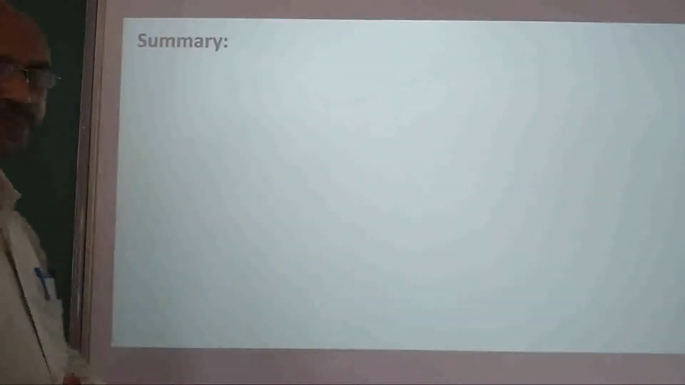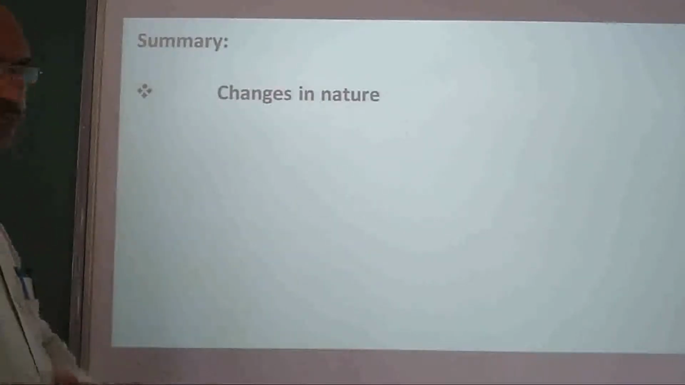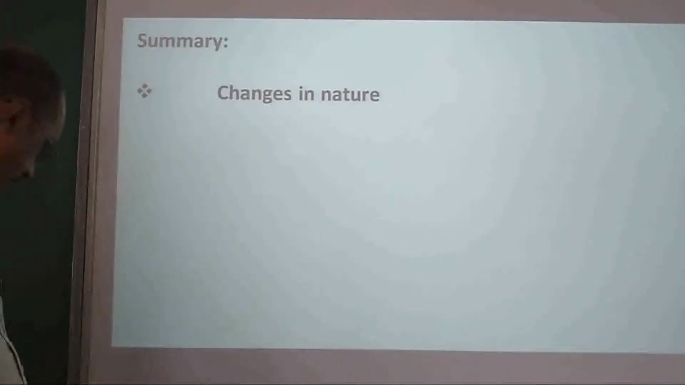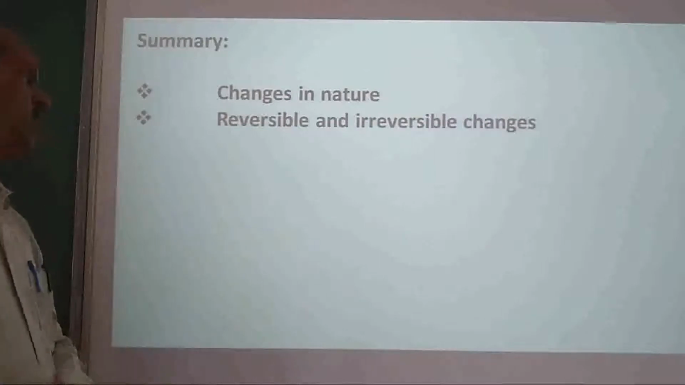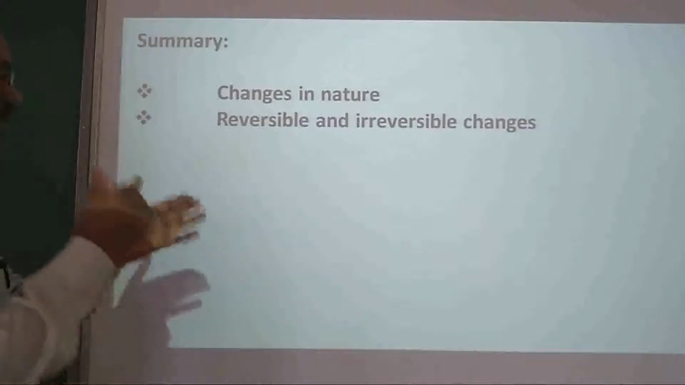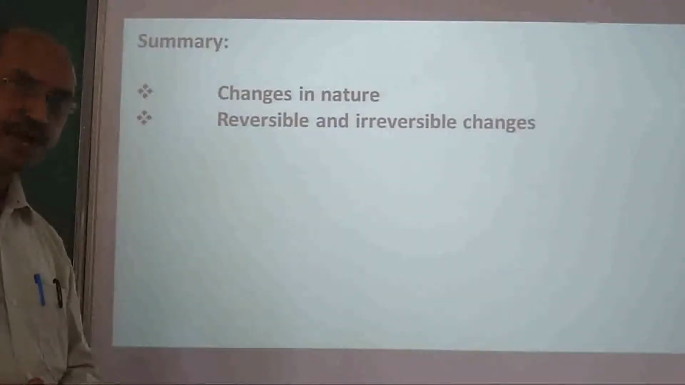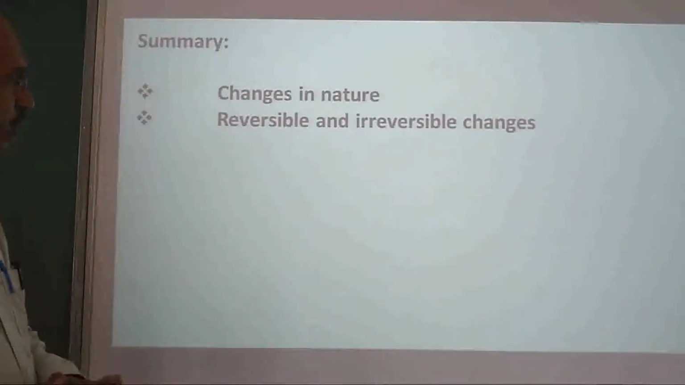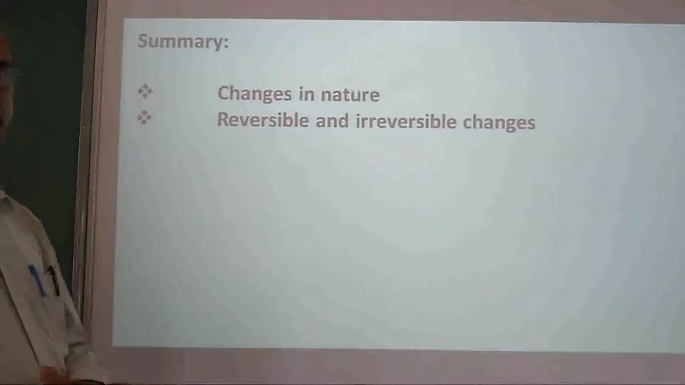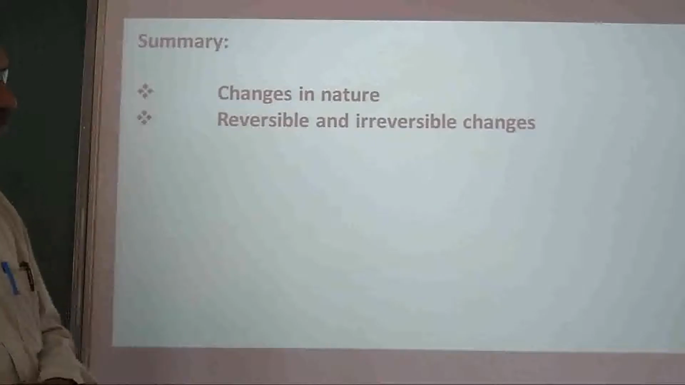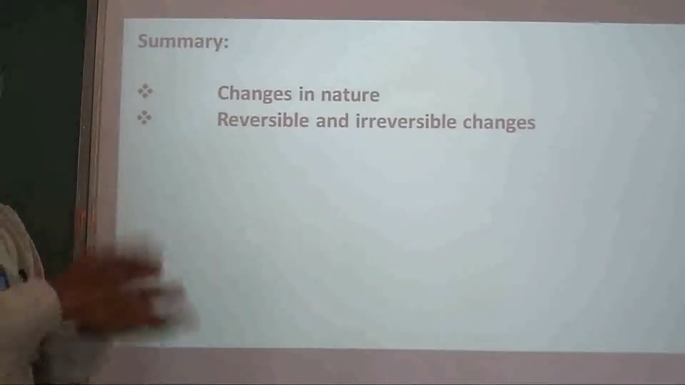So in this chapter, you have learned these points. The first point is changes in nature. It is nature's law or nature's rule. Lots of changes take place in nature. Then you have studied reversible and irreversible changes. Some of the changes can be reversed easily, for example, melting of ice. And from this water, you can get back the ice when you keep it in the freezer. Irreversible changes means some changes cannot be reversed, that is, burning of fuel or breaking of glass. In these two cases, changes cannot be reversed.